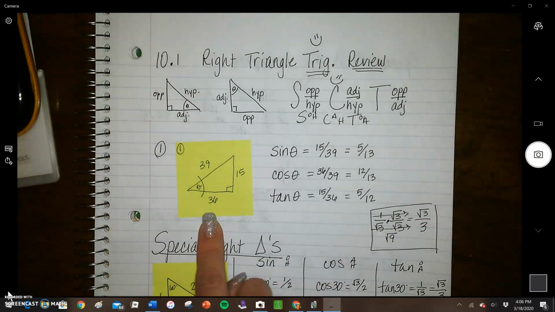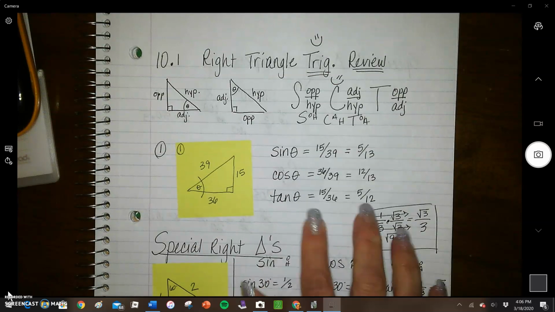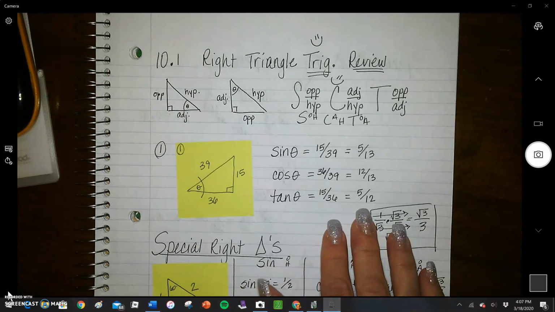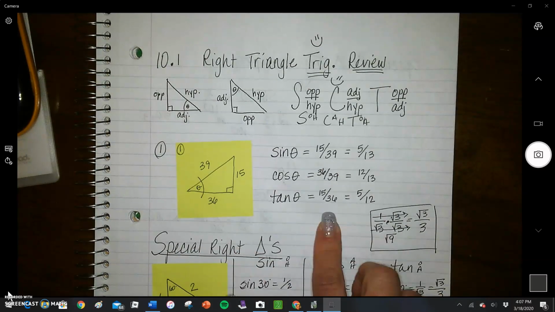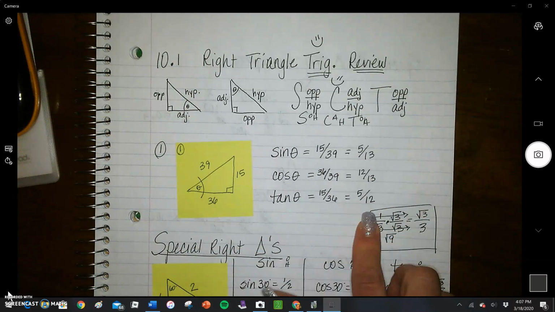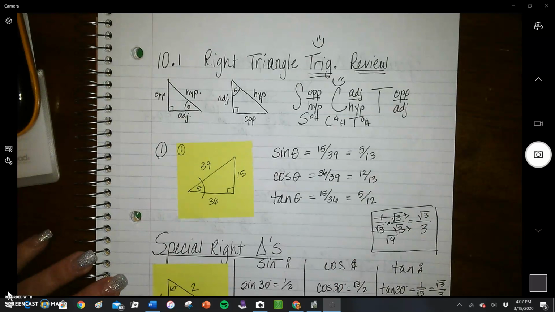So here's a quick example. This is a right triangle. It's got the measurements 39, 36, 15, and we just found the three trig functions that go along with it. Please make sure that you're leaving everything in fraction form. Definitely reduce your fractions. All of these could have divided by 3. So you definitely want to reduce your fractions, but no decimals. Okay, I repeat, no decimals.